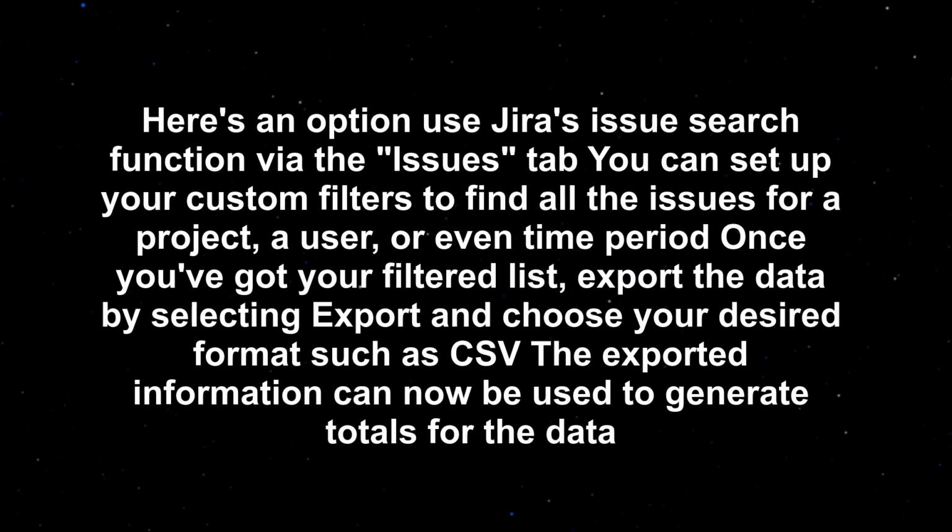Here's an option. Use Jira's issue search function. Via the Issues tab, you can set up your custom filters to find all the issues for a project, a user, or even a time period. Once you've got your filtered list, export the data by selecting Export and choose your desired format, such as CSV. The exported information can now be used to generate totals for the data.